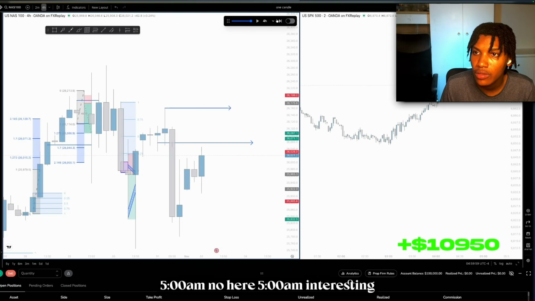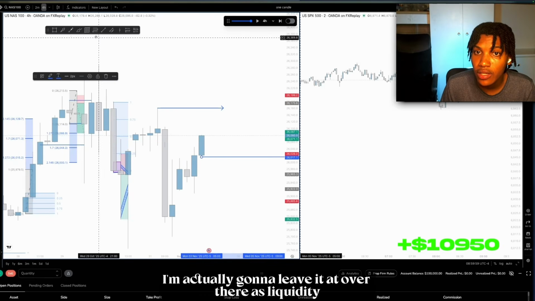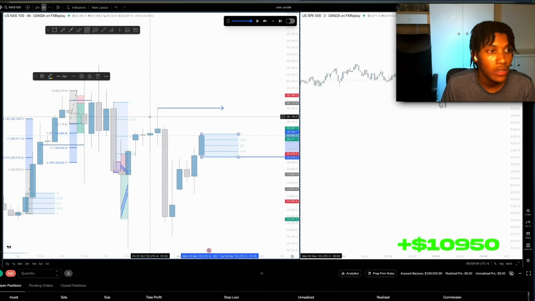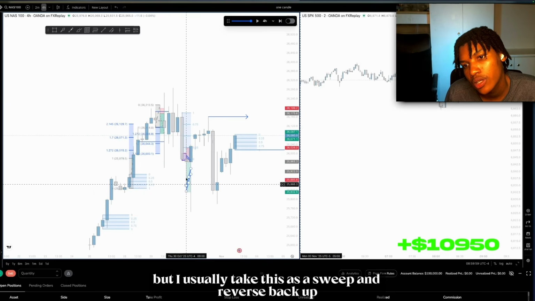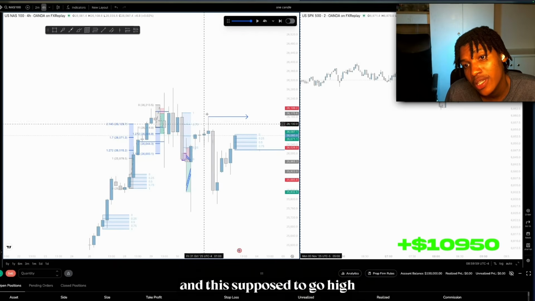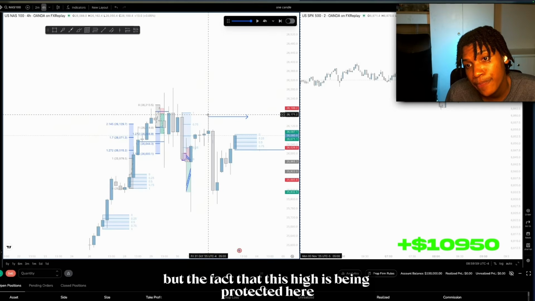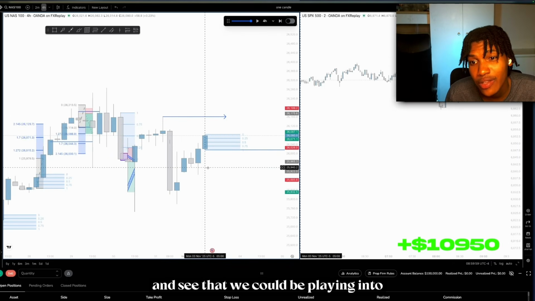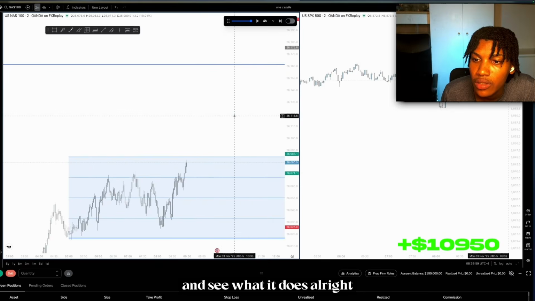5 a.m. No, yeah, 5 a.m. Interesting. We do pull back into it. So this, I'm actually gonna leave that over there as liquidity. Then we're gonna do this, like that, like that. So high probability that we could reach up here, but I usually take this as a sweep and reverse back up, and this is supposed to go high and break these ultimate highs. But the fact this high is being protected here, and I got rejection off here, I'm not going to take away the bearish incentive that we could be playing into right now. I'm going to really admire this on the low time frame and see what it does.